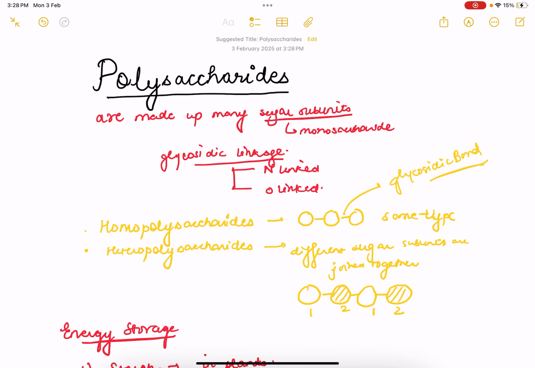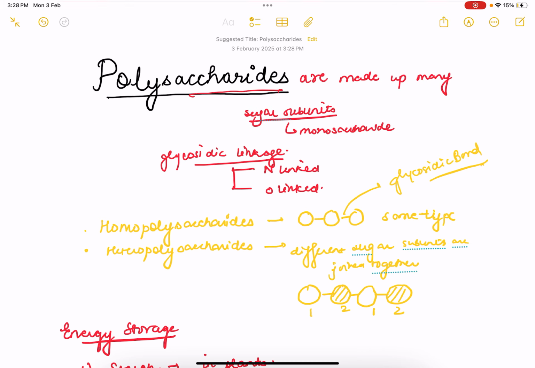So today's topic is polysaccharides. Polysaccharides are made up of many repeating subunits of sugars or monosaccharides, which are joined together by glycosidic linkages. These glycosidic bonds are of N-link type or O-link type. They are of two types, that is homopolysaccharides and heteropolysaccharides.